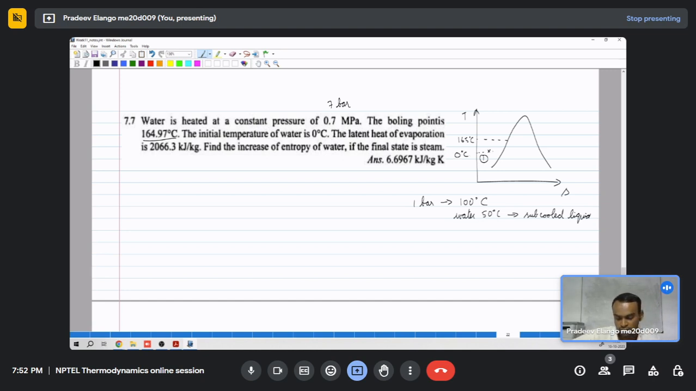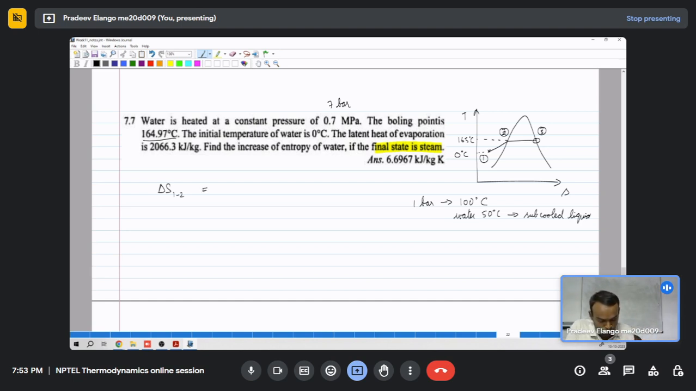When you start heating at a constant pressure of 7 bar, it will first reach the saturated liquid line, and then the latent heat of evaporation is supplied, that is given as 2066.3 kilojoule, and the final state of the water is given as steam. So the heating process ends at this point. Now we need to find the increase in entropy of the water. The total increase in entropy can be split into two, for the process 1 to 2 and 2 to 3.